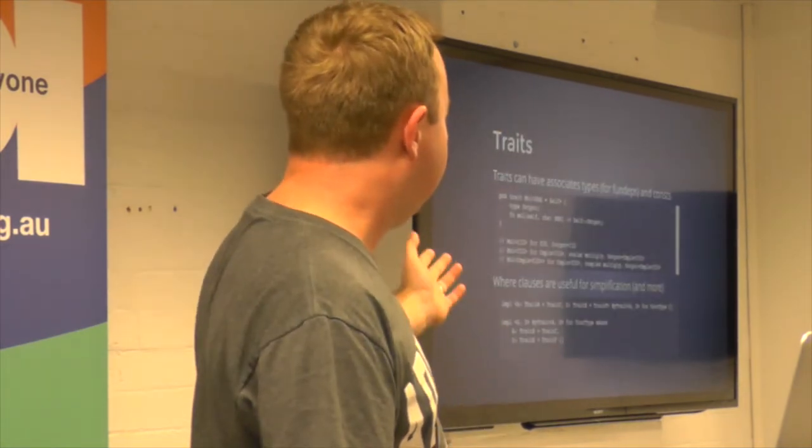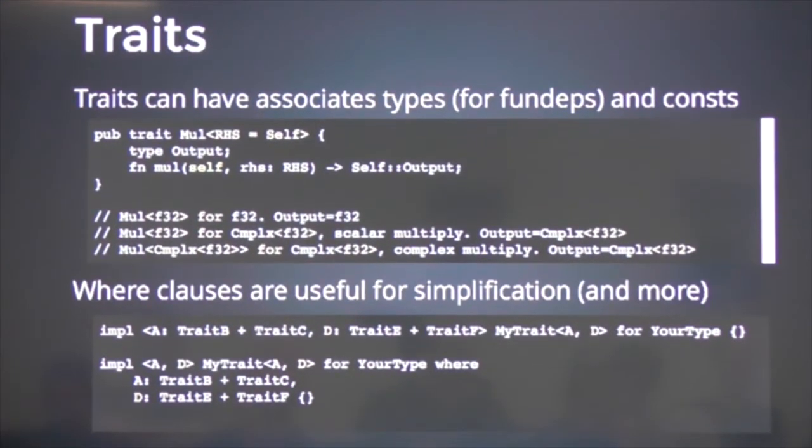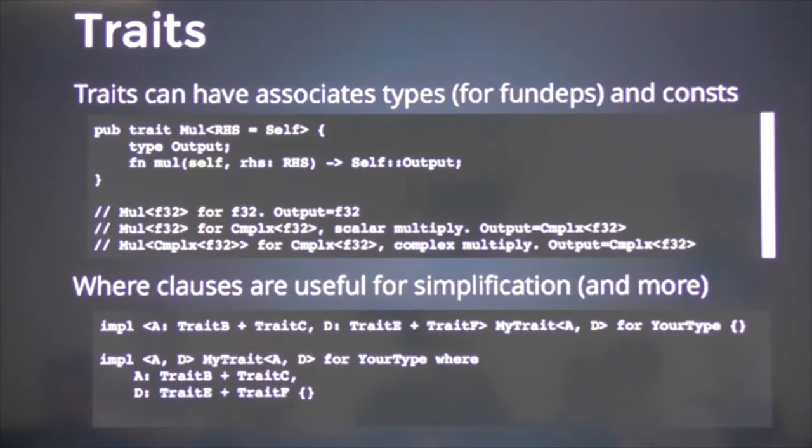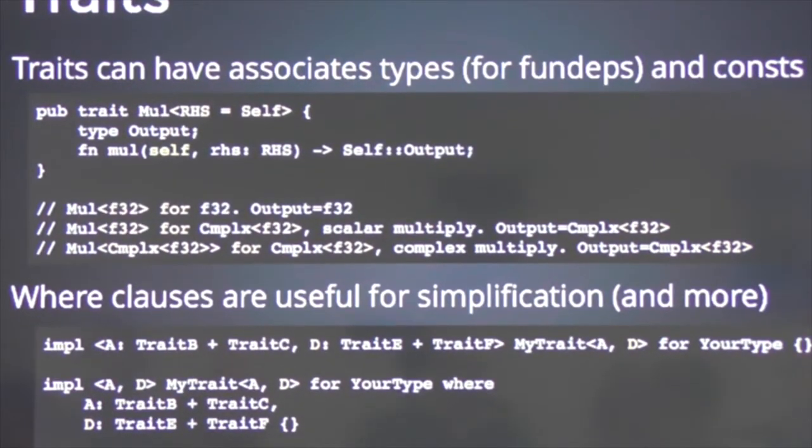As I mentioned, you can declare associated types, similar to functional dependencies. In this case, this is a simplification of the one in the standard library. We have a Mul trait, which is what you implement for the multiplication operator. And you have an input type, which is the right-hand side of your multiplication, and an output type, and it declares a function called mul. And this is one of the ones that the compiler has special understanding of.